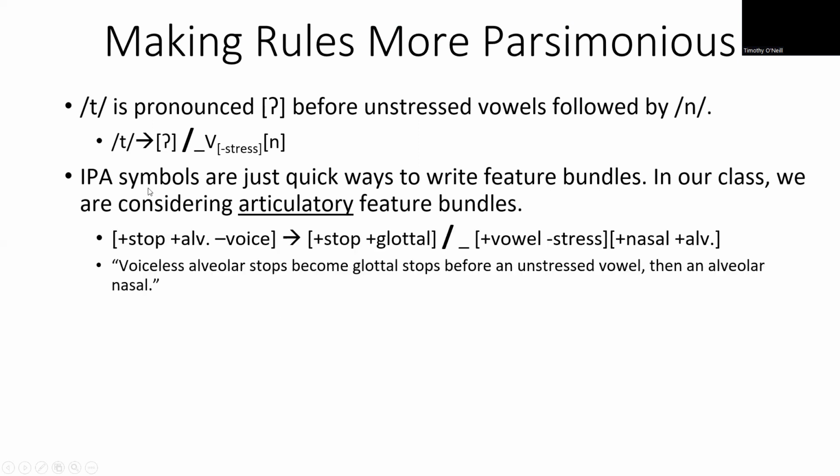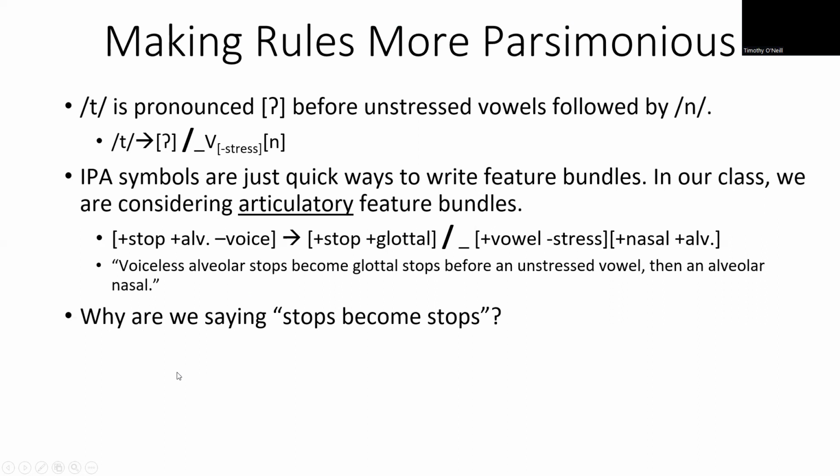So instead of saying T, we can say voiceless alveolar stops, and they become glottal stops before an unstressed vowel, that's this, and an alveolar nasal. So an N is just alveolar nasal, very easy to describe. We don't need to say it's voiced because there's no voiceless one to distinguish it from. Just like we don't need to say the glottal stop is voiceless because there's no voiced glottal stop. Imagine being able to create voicing and also stop your glottis at the same time.